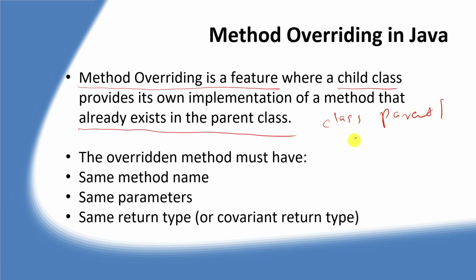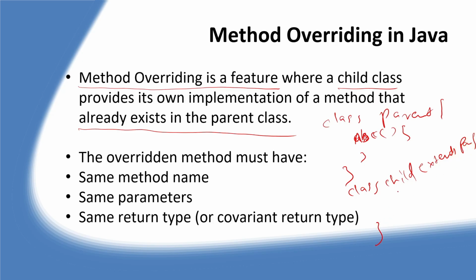Let's say the parent method name is ABC. Now one child class is there. Child class means this class is inherited from the parent. And what keyword do we use for inheritance? Extends, right? Extends parent. So this is the child class.